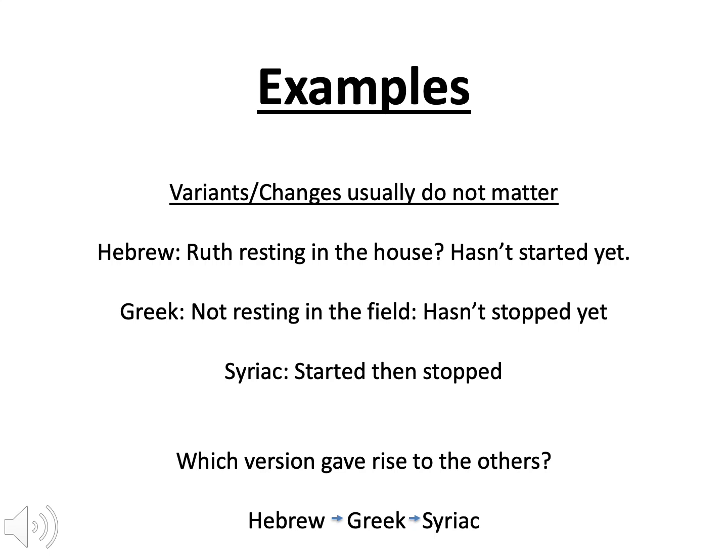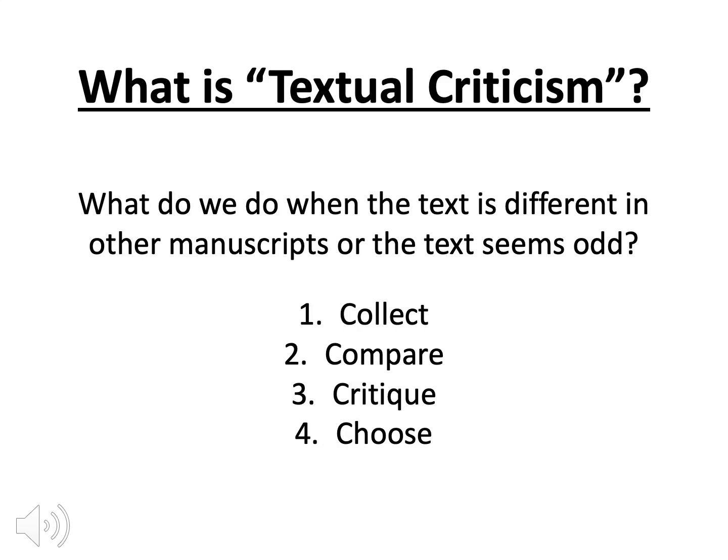Hopefully, this quick overview of textual criticism has been helpful in helping you understand how we go about solving the question of what we do when the text is different in other manuscripts, or the text seems a little odd in the Hebrew, as noted by the Masoretes or the editor of the text. Again, we go through this process of collecting other manuscripts, comparing them, critiquing them, and determining what we believe to be the original version of the Hebrew text.